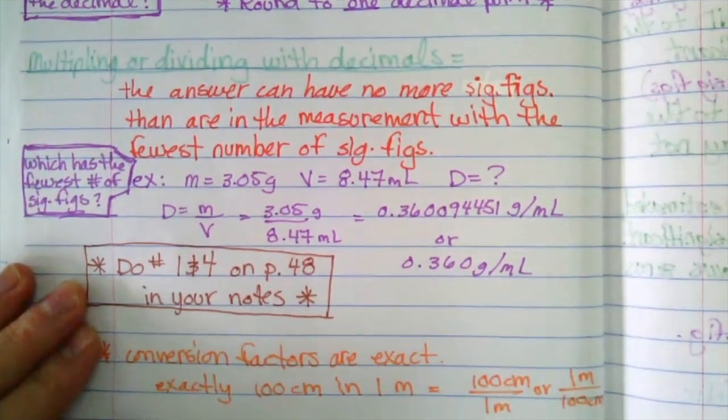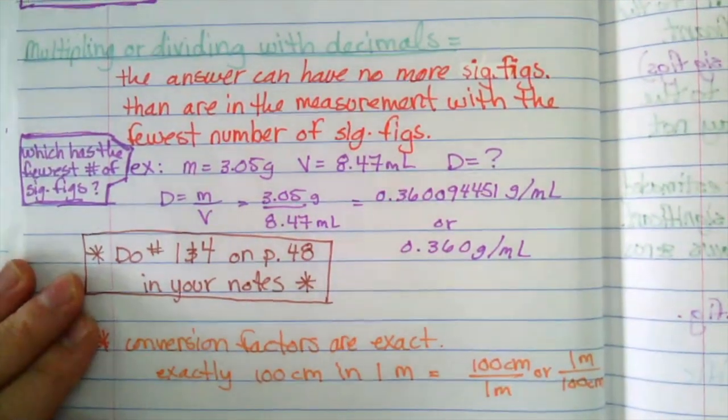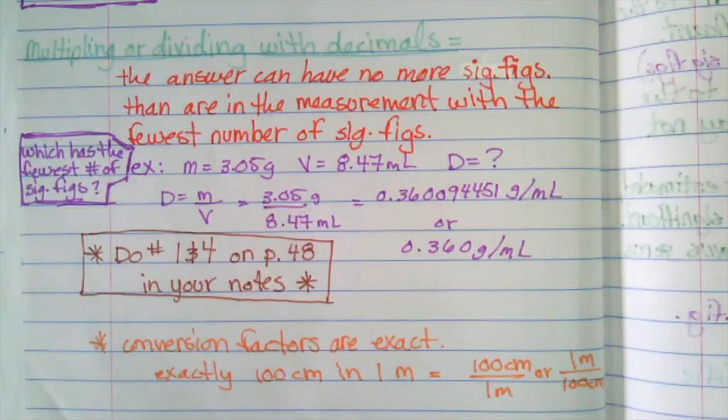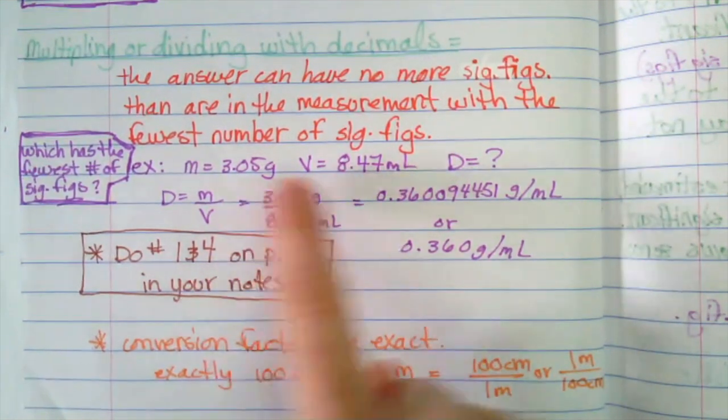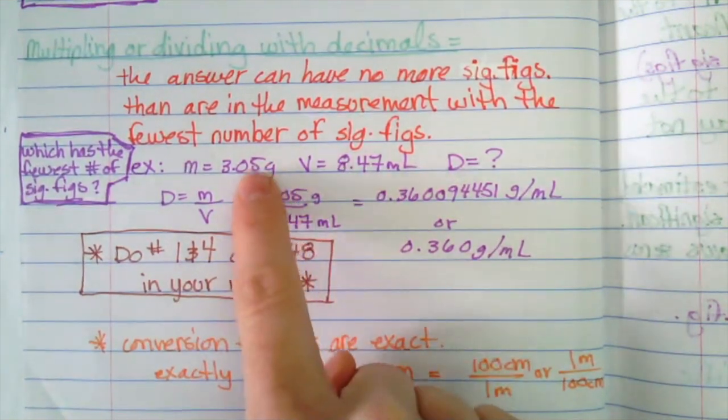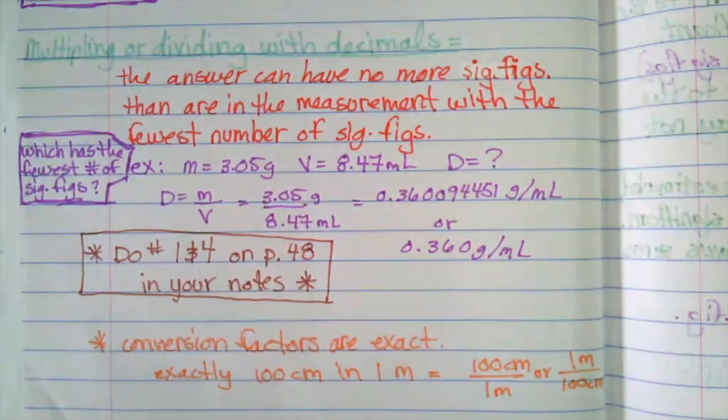Multiplying or dividing with decimals. So here our answer can have no more significant figures than there are in the measurement with the fewest significant figures. What that means, I have here. Look at your answers. Which one has the fewest number of sig figs? Significant figures. So I have 3.05, 8.47. There are 3 in each, right? Because that 0 in between the 3 and the 5, that is significant.